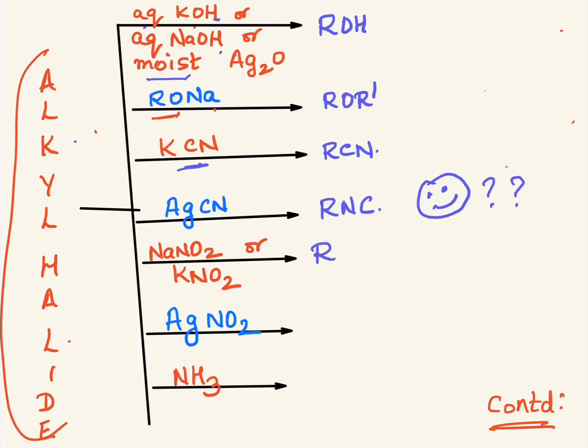The product over here is RONO, alkyl nitrite. Whereas when you carry out the reaction with AgNO2, the product is RNO2, nitroalkane. Am I confusing you? Don't worry. I am not going to confuse you because we are going to deal with them further. So let's take one step at a time.